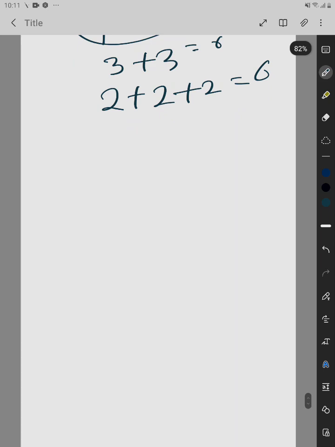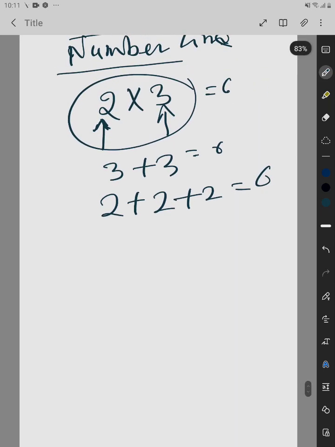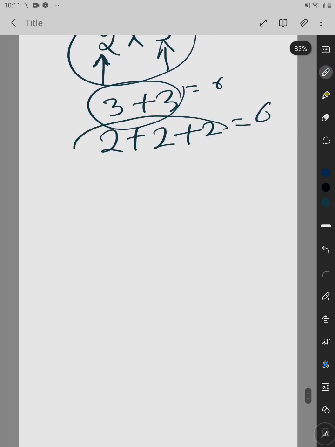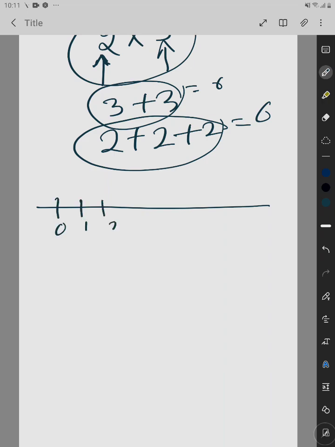For example, the same example, 2 is multiplied by 3, and we need to write it like this. Okay, and both ways you can solve it. This one also we can solve. I will tell you which one is to be preferred, okay. So first of all, let's make a number line: 0, 1, 2, 3, 4, 5, 6, 7 and 8, okay.